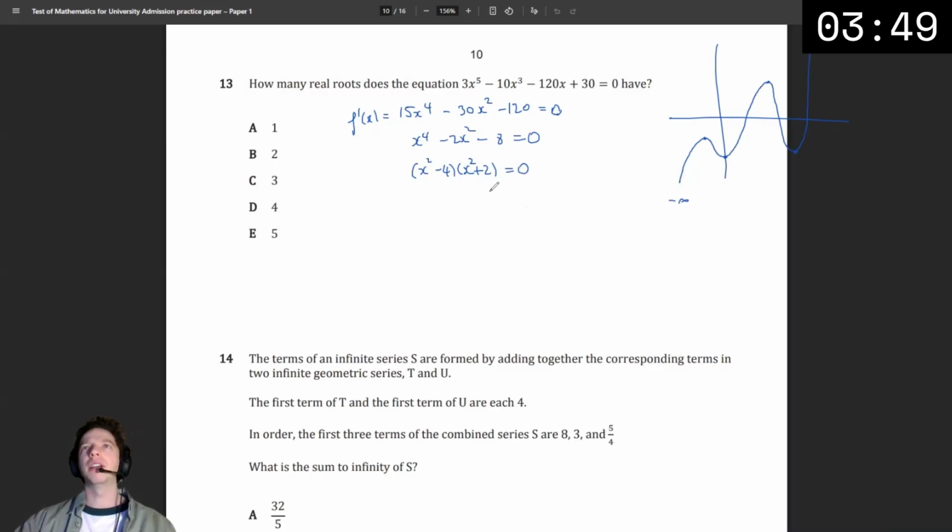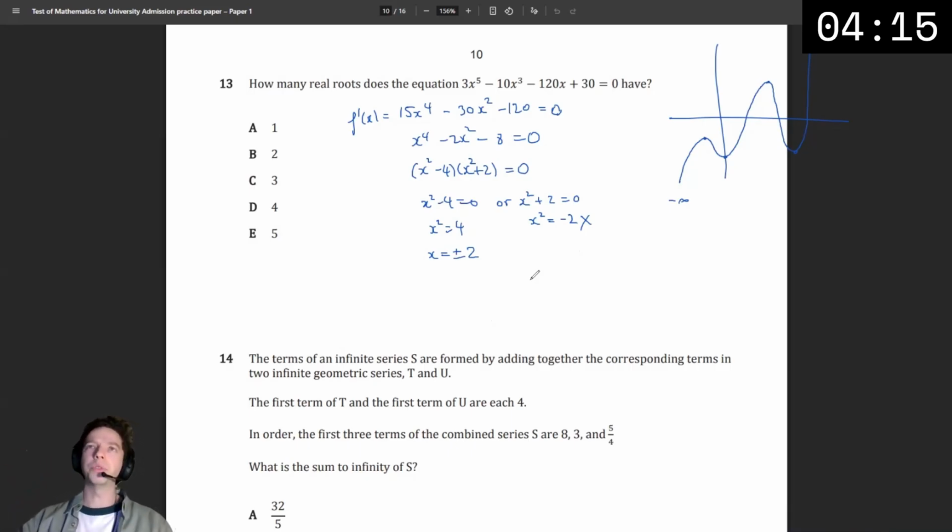Okay, so either this is 0 or that is 0. For the second one, immediately you can see that it's not going to give us any solutions because we get x squared equals minus 2, and that doesn't have any real solution. So nothing coming from there. And then here, x squared equals 4, so x equals plus or minus 2.